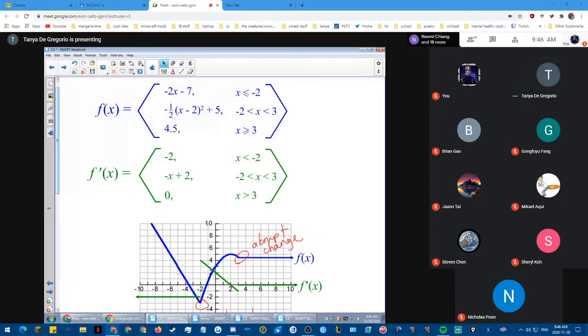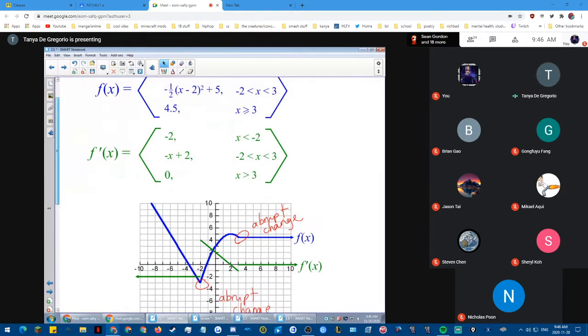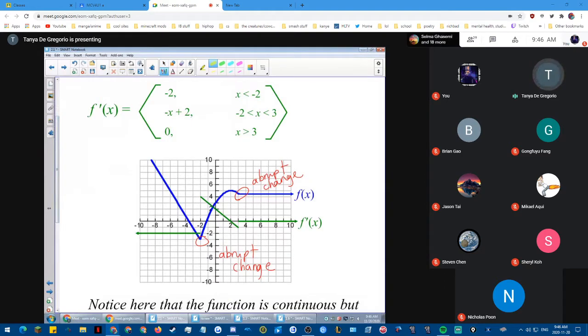So, I have a step function here. Okay, so let's see what's happening here. I have negative 2x minus 7. Okay, so that's just a line that's going to be going downwards, right? Down and to the right. I know that because it has a negative slope. And it exists when x is less than or equal to negative 2. And here it is. I'll highlight it right here. That's the first portion. Okay?